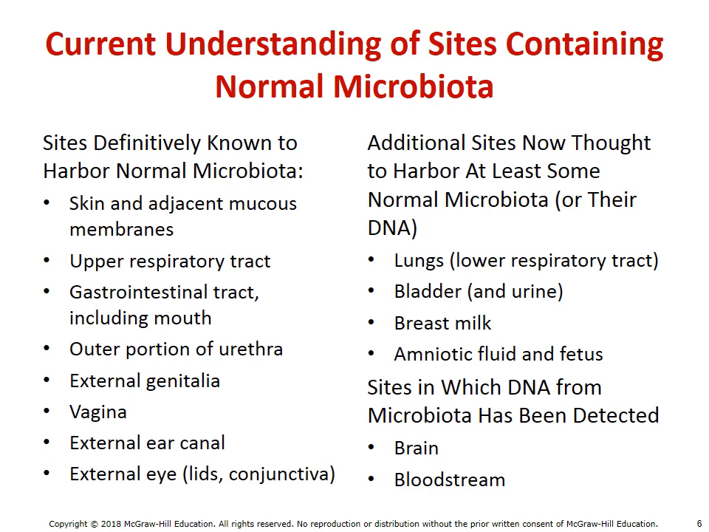So currently we understand that there are lots of places where microbes would live. Definitely places that we know we have lots of microbes include things like the skin, the upper respiratory tract, the gastrointestinal tract, typically the outer portion of the urethra, external genitalia, vagina, external ear canals, and again, the eyes. Basically things exposed to the outside.